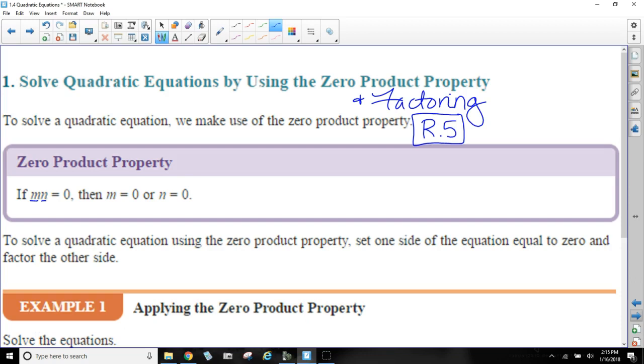So in words, we're going to take our quadratic equation and write it as a factor times a factor equals 0. Then, by the zero product property, we can say that the first factor equals 0 and the second factor equals 0, and then we'll solve each of those equations from there. Let's look at a couple of examples.